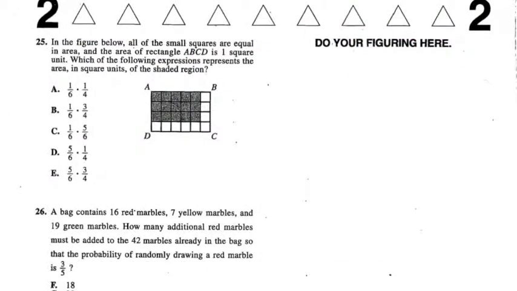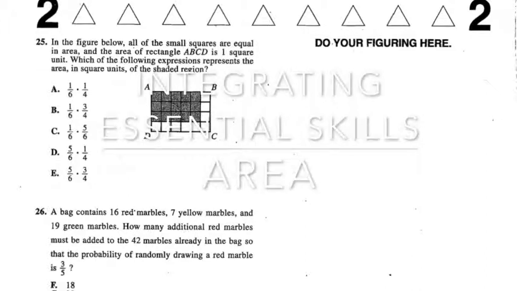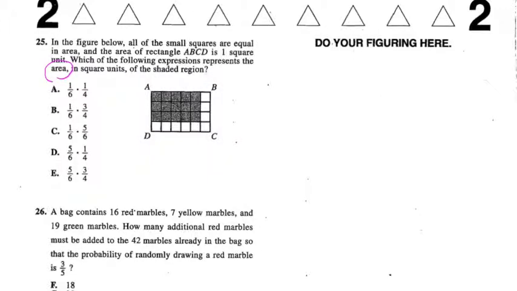Number 25 is an integrating essential skills question. We are dealing here with area. In the figure below, all of the small squares are equal in area, and the area of rectangle ABCD is 1 square unit. Which of the following expressions represents the area in square units of the shaded region? They're saying that AB times AD will give you 1. That length times that length will give you 1 square unit.